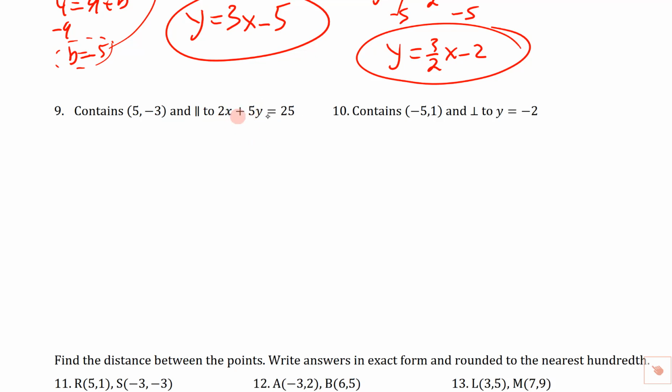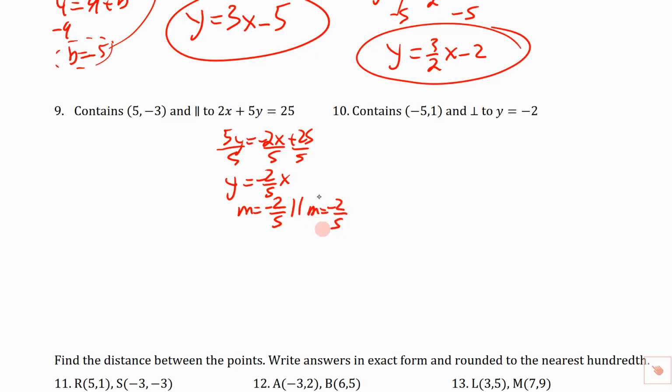So just like we did on the other page, I'm going to go ahead and move the 2x to the other side. So we're going to have 5y equals negative 2x and then plus 25. If we wanted to go through and divide everything by 5, that would be fine, but what we really care about is this negative 2/5 in front there. So what this means is their slope is negative 2/5, and if we want ours to be parallel, it's also got to be exactly the same. It's got to be this right here.